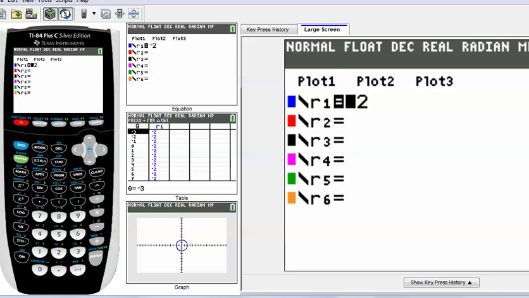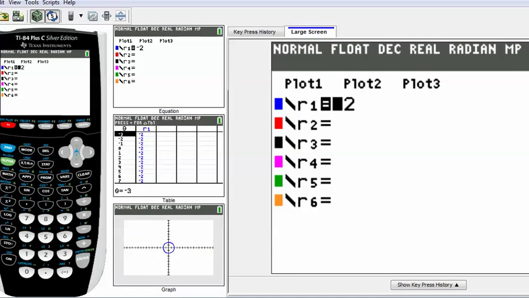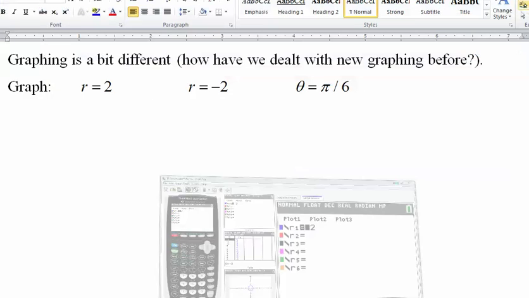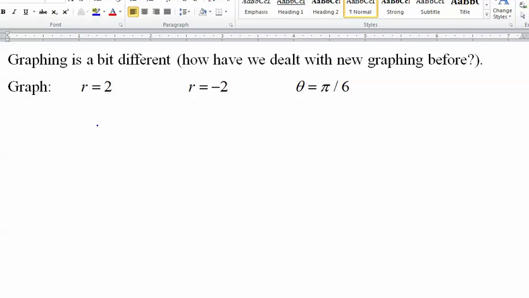Now we want to graph theta equals pi over 6. Well, we can't because it is not an option. So we just say pi over 6. It's a line.